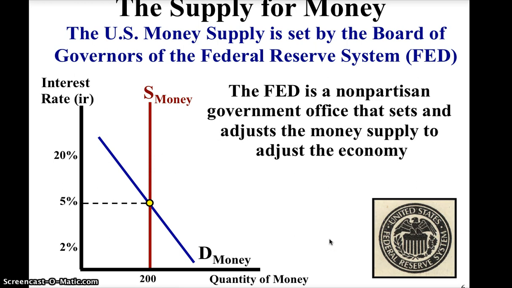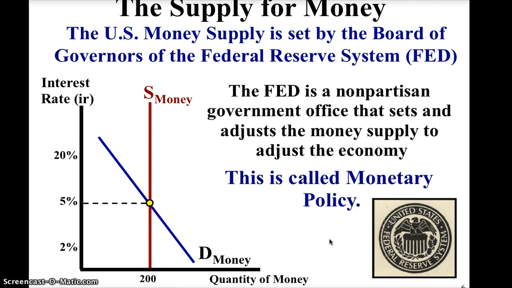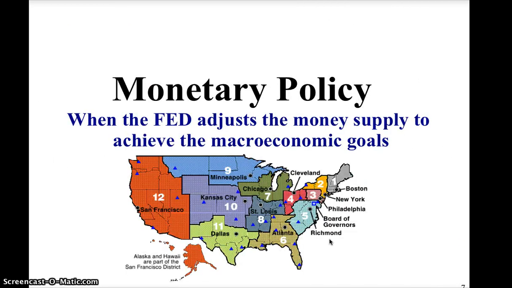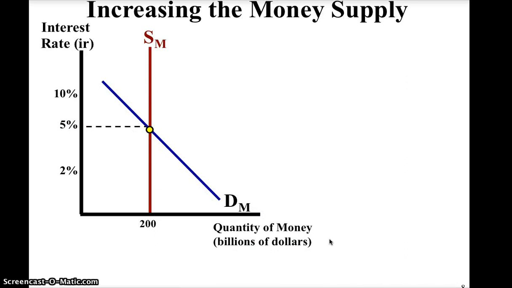The Fed, we know now, is a nonpartisan government office that sets and adjusts the money supply to adjust the economy. And we know that that's called monetary policy. So let's look at what happens when the Fed chooses to increase the money supply.